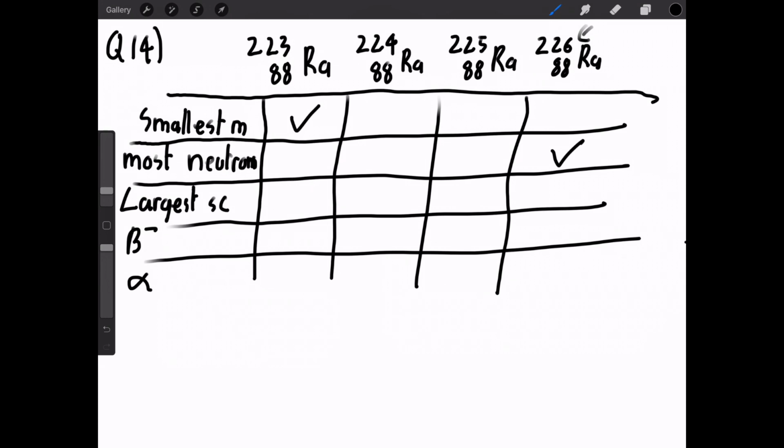The nucleus which has the largest specific charge. The one which has the largest specific charge. They've all got the same charge. So we're looking for the one with the smallest mass, which is going to be, again, that one.